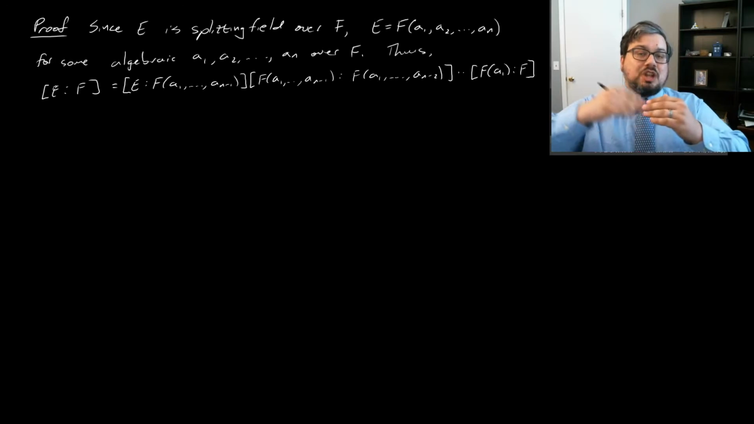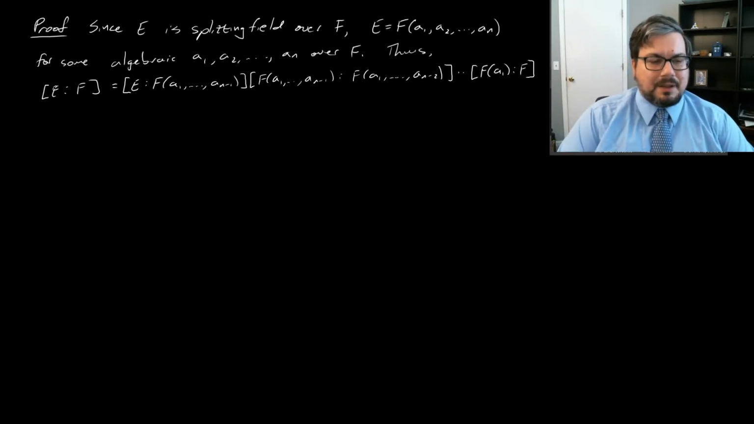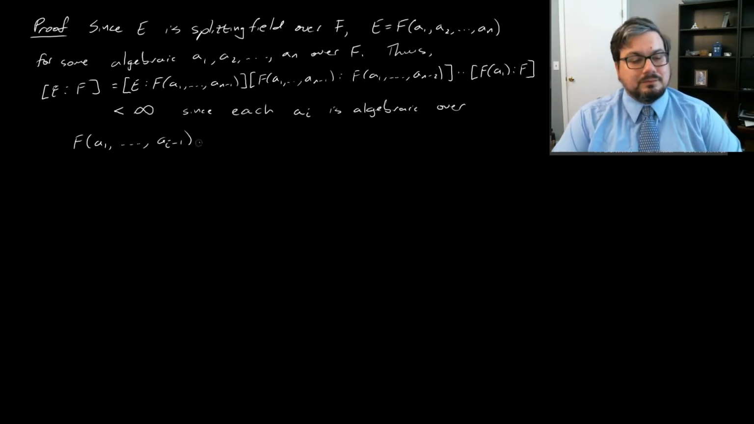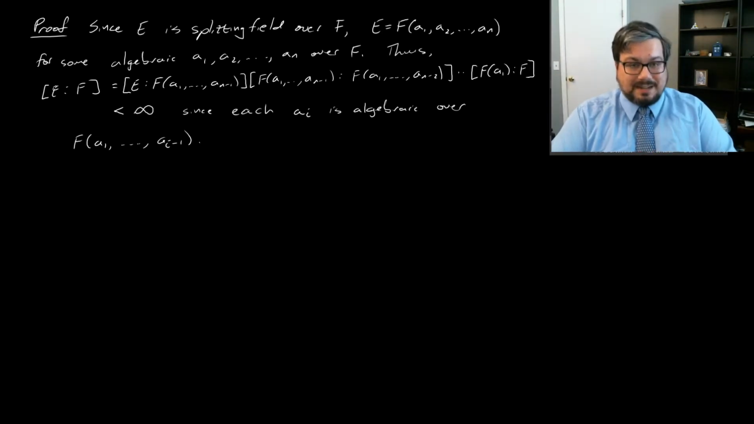We can look at the chain of field extensions from F to F(a1) to F(a1, a2), F(a1, a2, a3), and so forth, going all the way up, and all of these are finite, since each ai is algebraic over F(a1 through ai-1). And therefore, the extension, when you add one more thing, is finite.